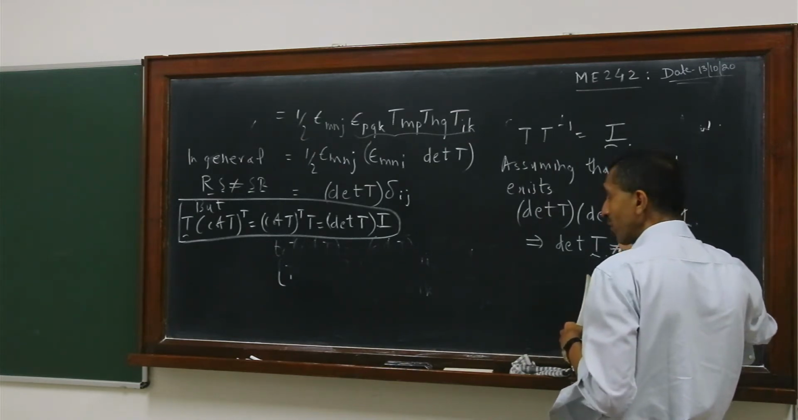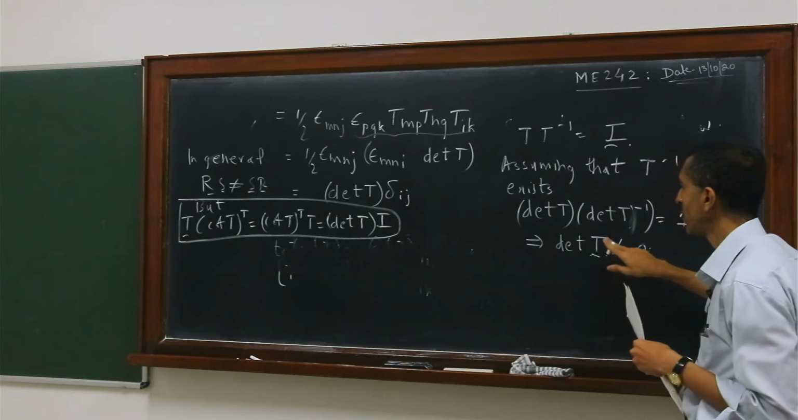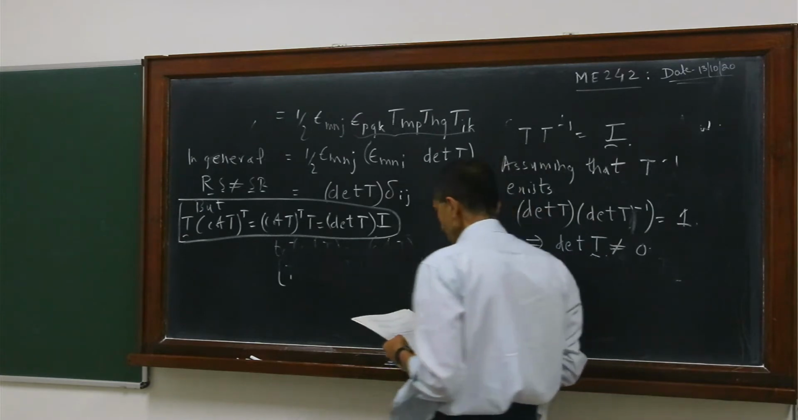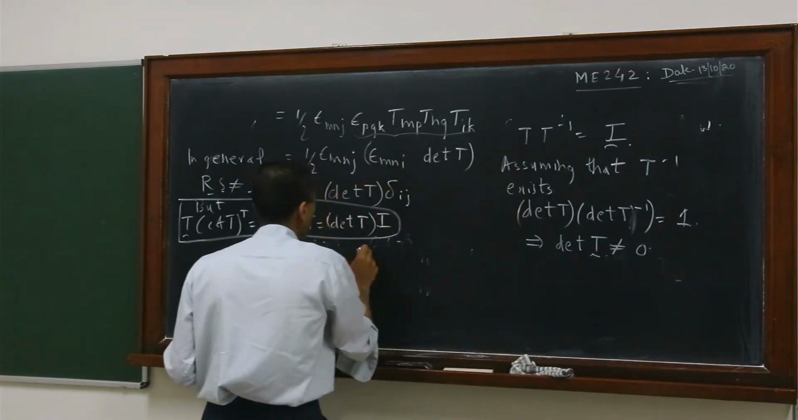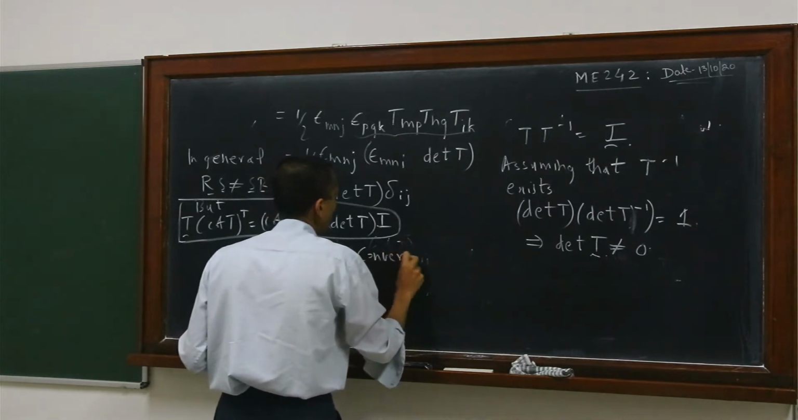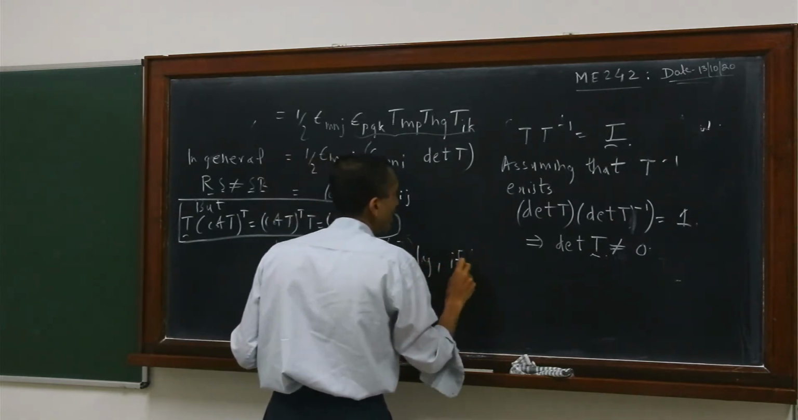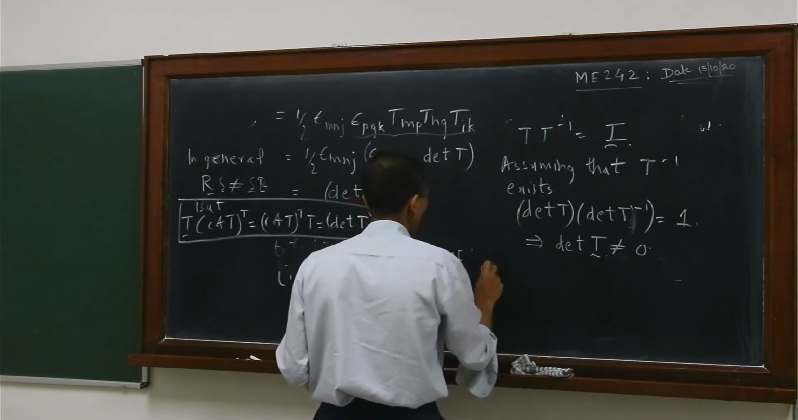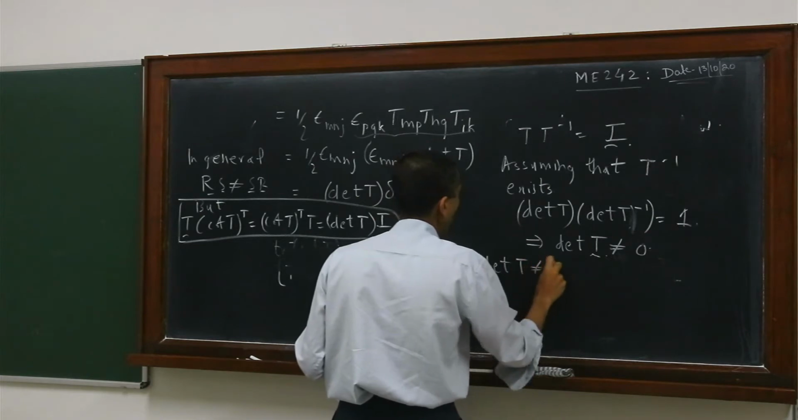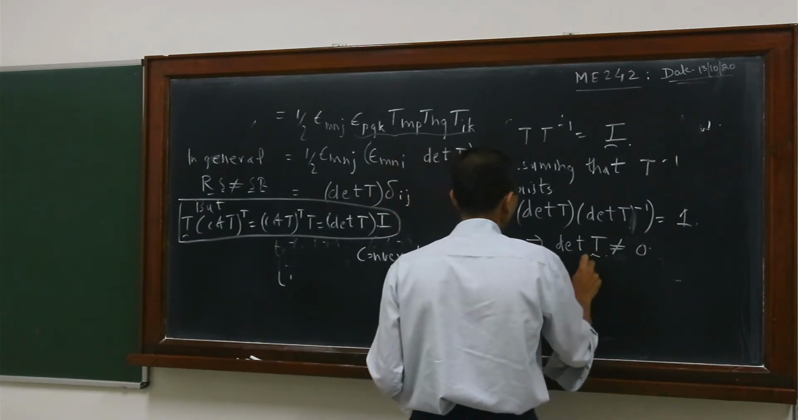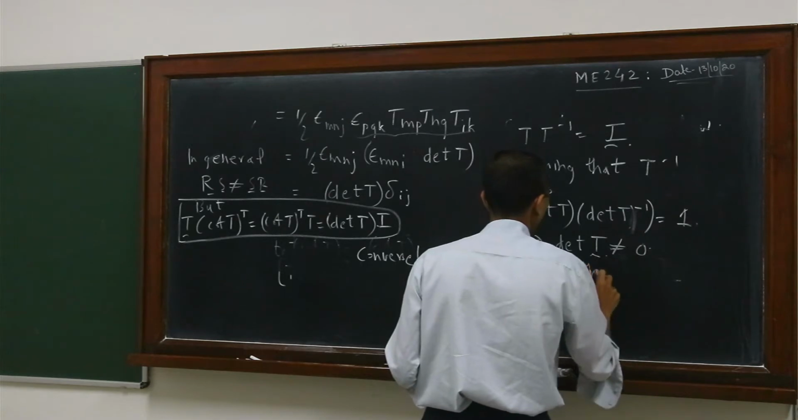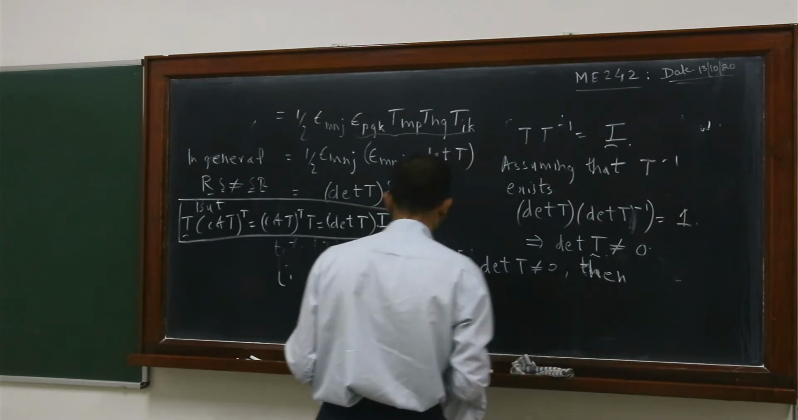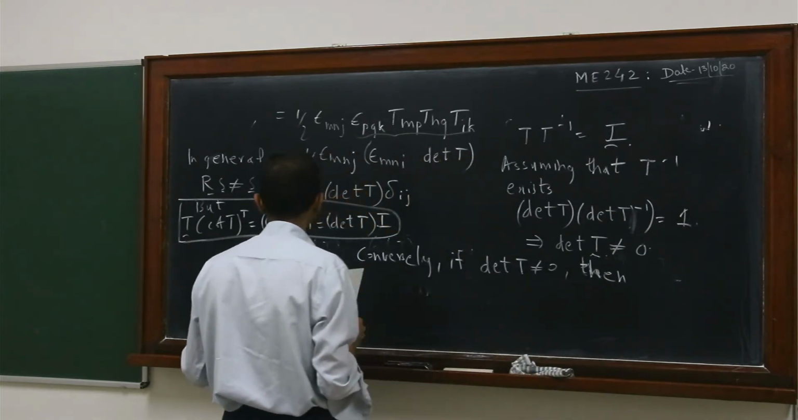to 0. Now conversely, I will also show that if determinant T is not equal to 0, then T inverse exists. Okay, so that is the converse now. So conversely, if determinant of T is not equal to 0, then we will use this particular equation.